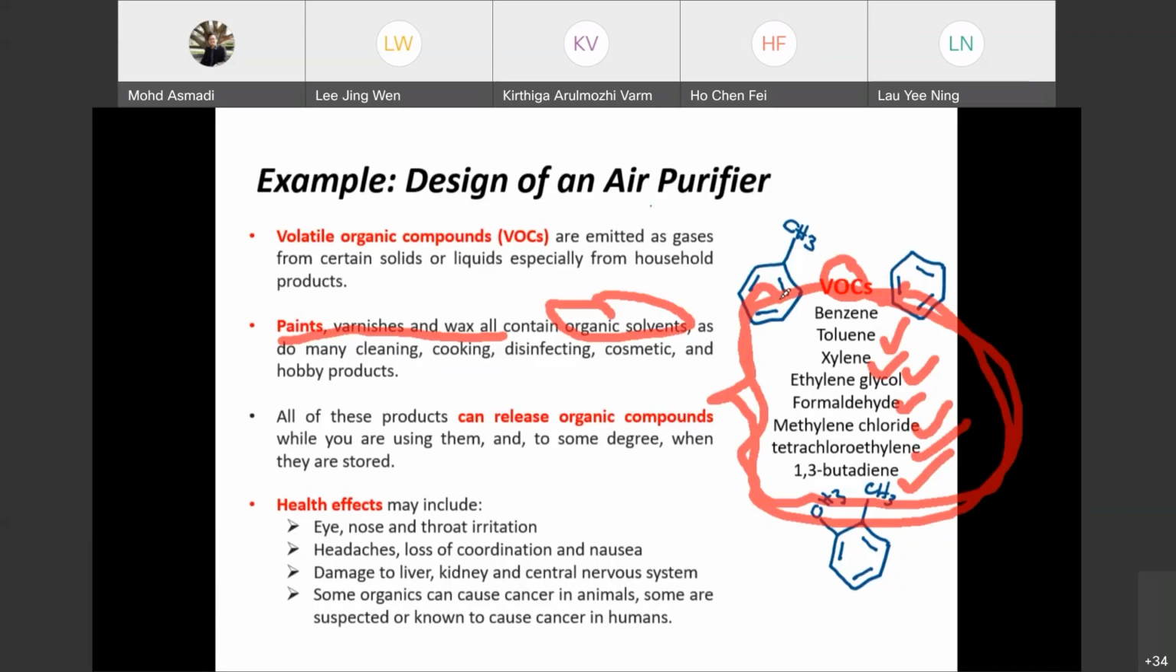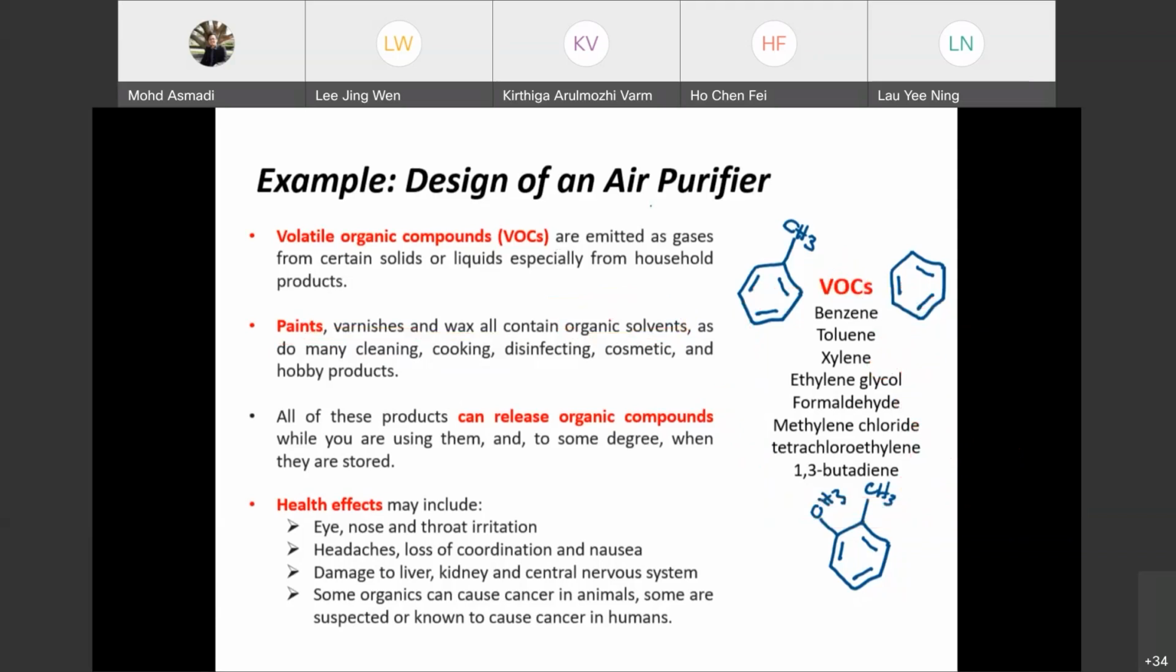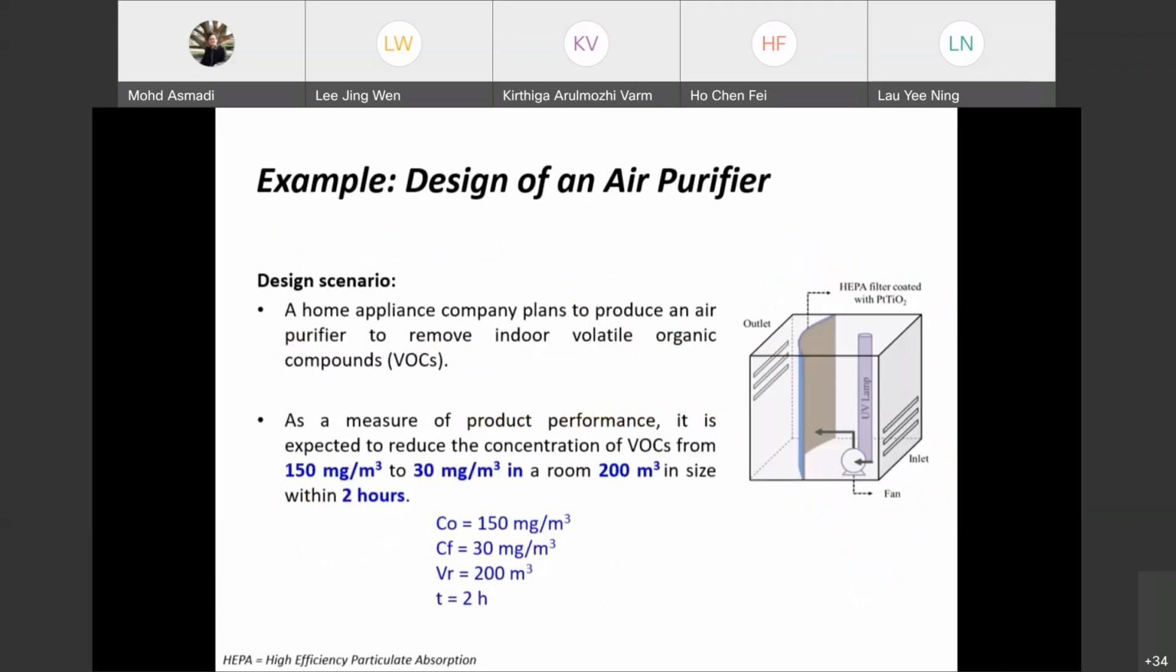So how can we design this air purifier? If you look at here, the scenario is I think at your home also you have this air purifier. Many companies produce this air purifier, like Coway, Kuko, and many more. LG, right? What else? Samsung, I'm not sure. A home appliance company plans to produce an air purifier to remove indoor volatile organic compounds. This is VOC.